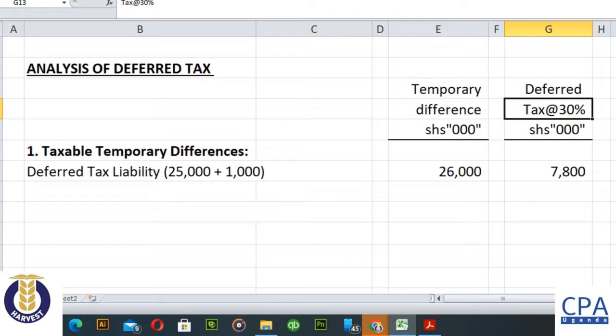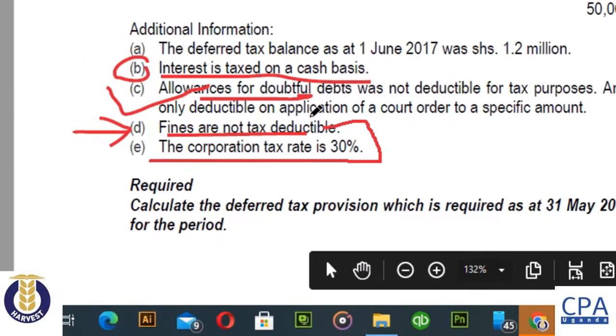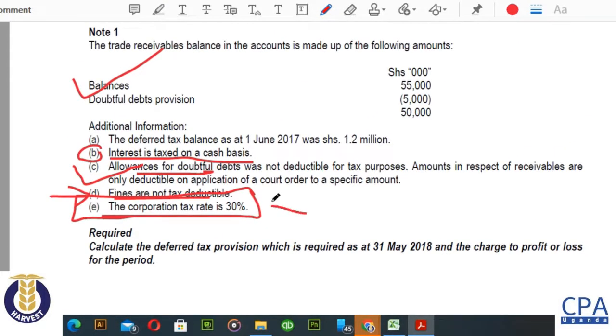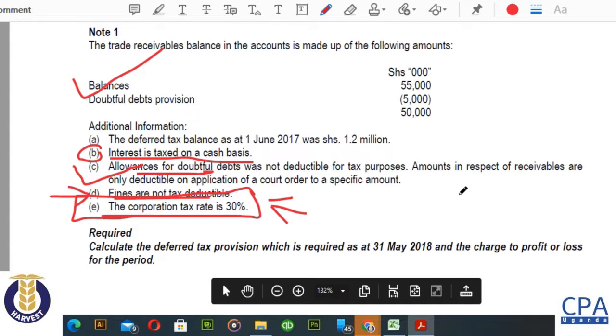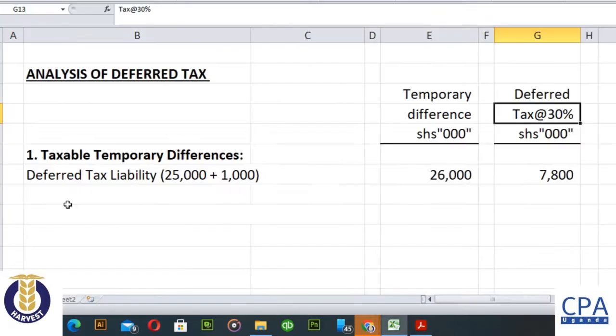Now where do I get the 30%? I'm picking it from the question. The examiner is telling us that the corporation tax rate is 30%. Depending on your tax law, you will use the rate that you have been given. And for exam purposes, the examiner can give you any rate, not only 30%. But I know that on average, most tax jurisdictions are charging right now 30% as the corporate tax. So that's where I'm getting my 30%.